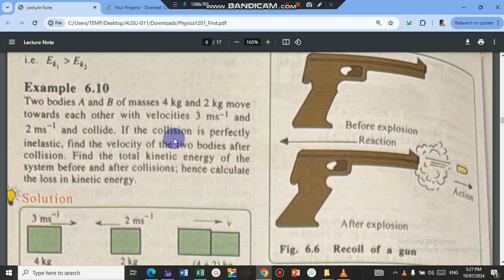If the collision is perfectly inelastic, remember, perfectly inelastic is when the two bodies stack together and they move with common velocity after collision. Find the velocity of the two bodies after collision, meaning after they collide, what is the magnitude, the size of their velocity together. Find the total kinetic energy of the system before and after collisions.